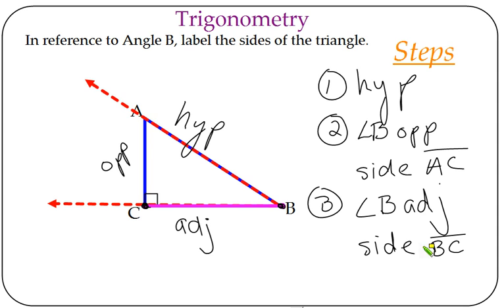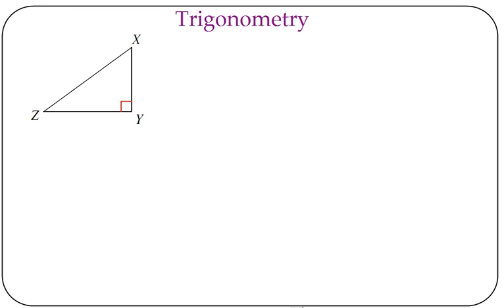I want you to notice something. Notice that the side and the angle have something in common when they are adjacent. When they are not adjacent, notice that B does not appear here. Okay, so let's try some problems.